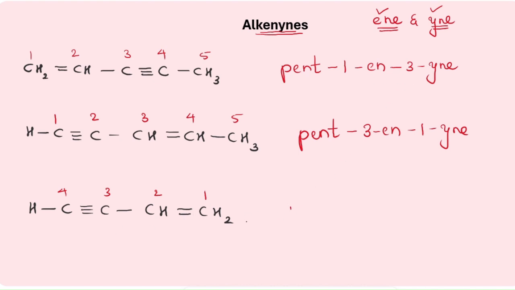Same with the last molecule also. Here we have 4 carbons. Therefore, you don't have to write pent, right? There are only 4. Therefore, but. And where is the double bond? At the first position, 1-ene. And the triple bond is at the third position like this. So this is how you name the alkenyne molecules. Let's take some more complicated molecules and name them.